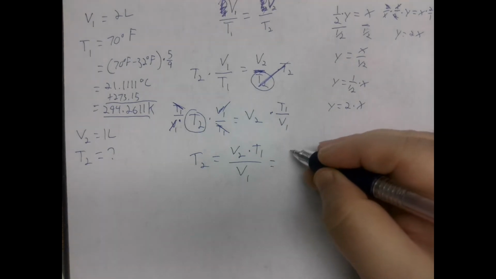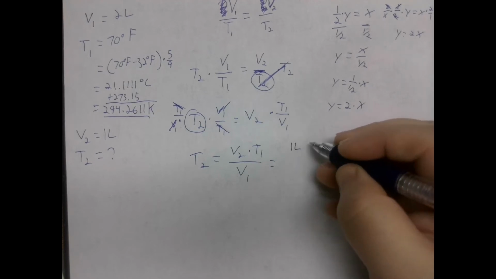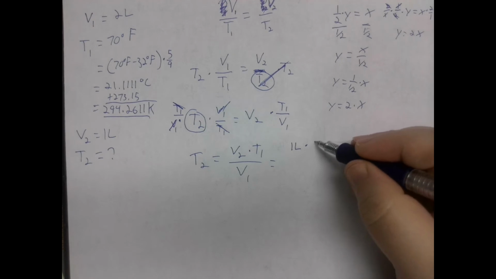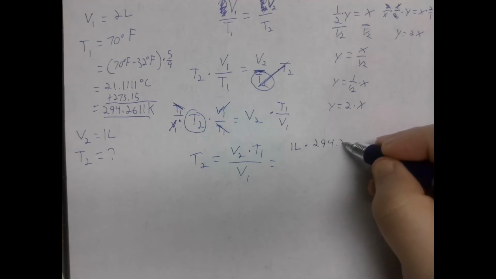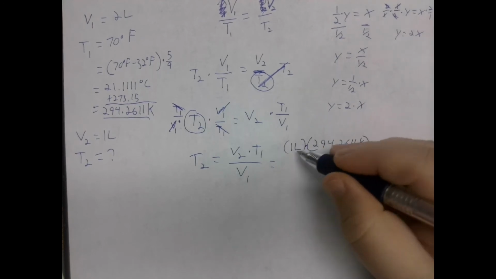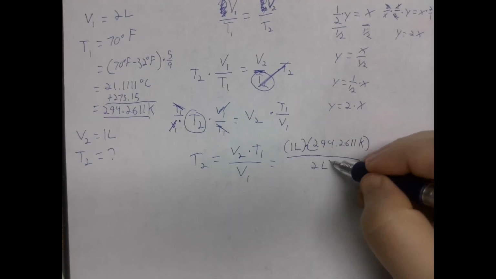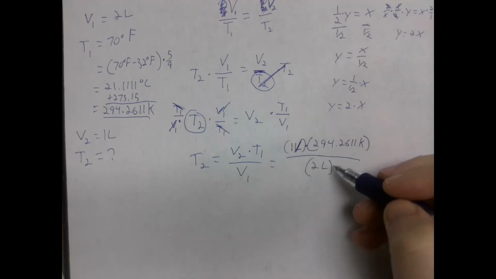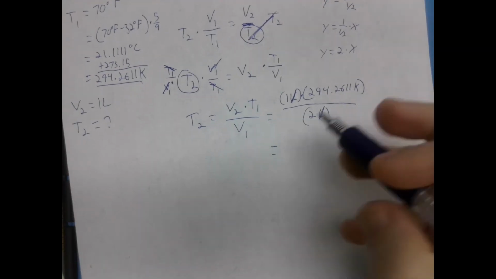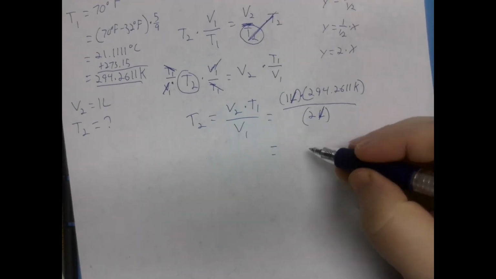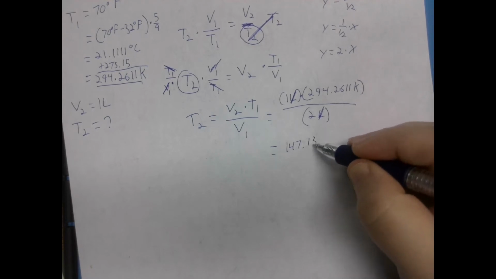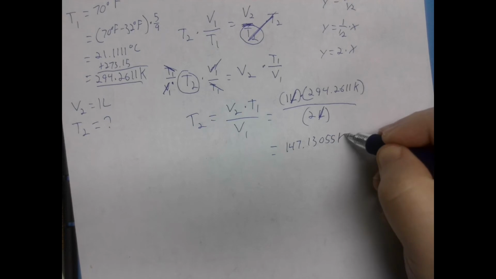So V2 was 1 liter. Temperature 1 was 294.2611 Kelvin. Divided by 2 liters. Liters are going to cancel each other out, giving us Kelvin. So it's just 1/2 the temperature, which is 147.13055 Kelvin.